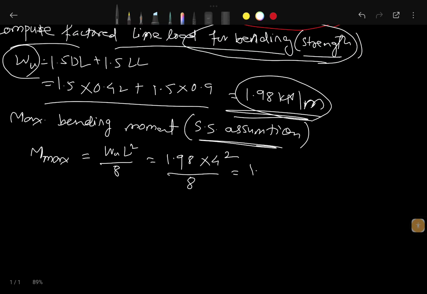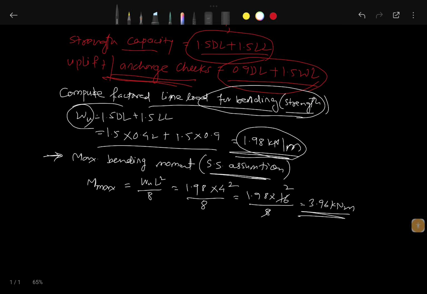If you see, 1.98 into 4 square, which is 16, divided by 8, it's 2, and the value will come 3.96 kilonewton meter. So this bending moment value will govern in our simply supported beam.